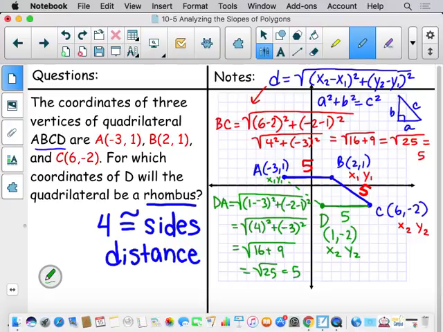So I have found my fourth point. Point B is (1, negative 2). Final answer.